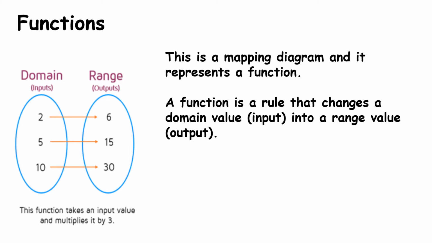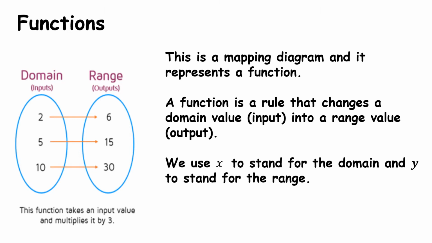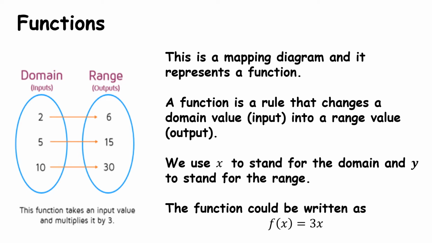So like I said, a function is a rule that changes the domain value or an input value into a range value. We use the letter X to stand for domain and Y to stand for the range, and this will work as we move forward into seeing them on a coordinate plane, similar to that used when we're dealing with coordinate geometry of the line. So in this case, our function could be written as y equals 3 times x, or f of x is equal to 3x. We'll talk about our function notation in a little more detail in a later slide.